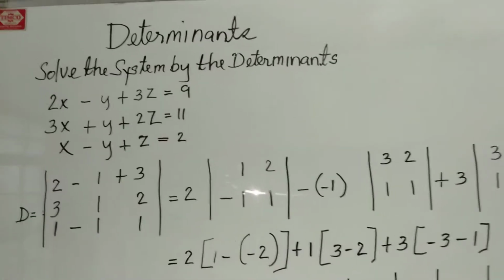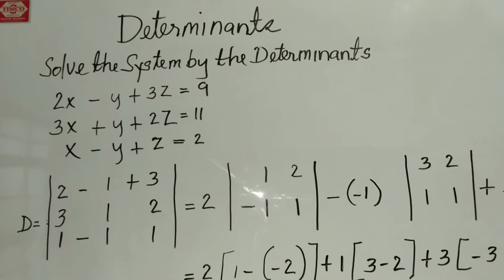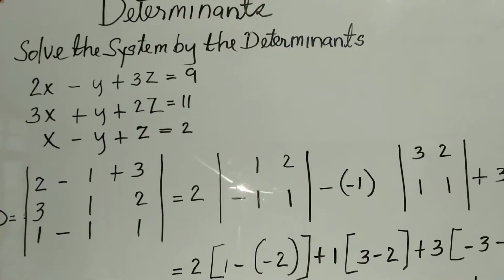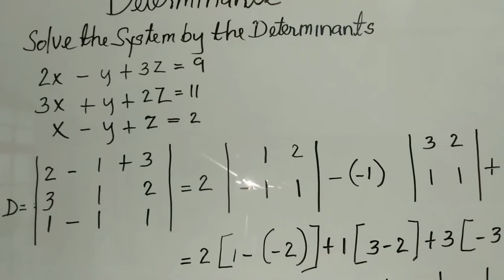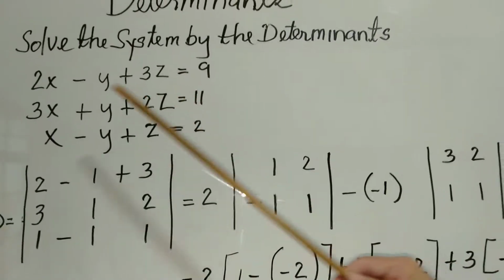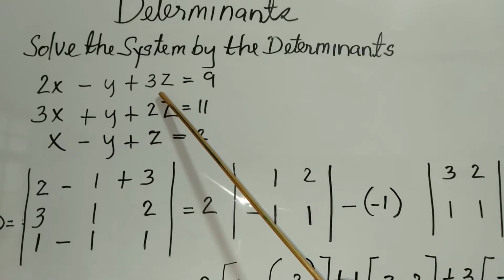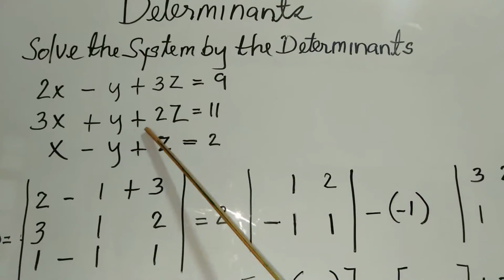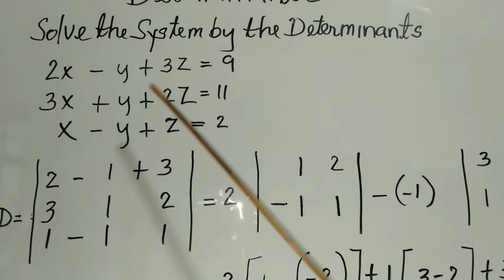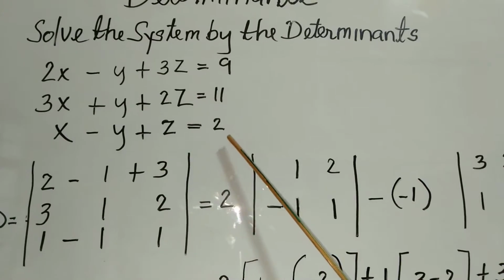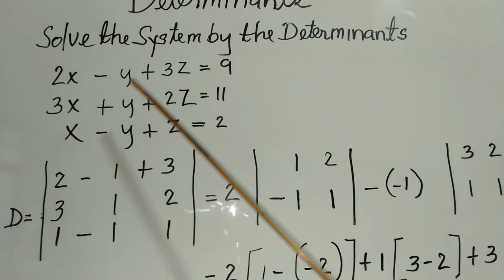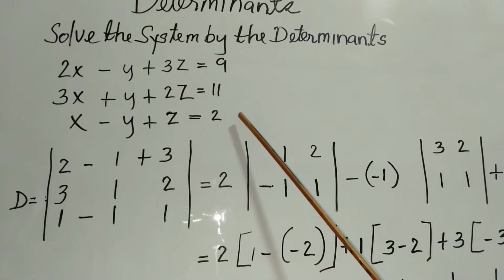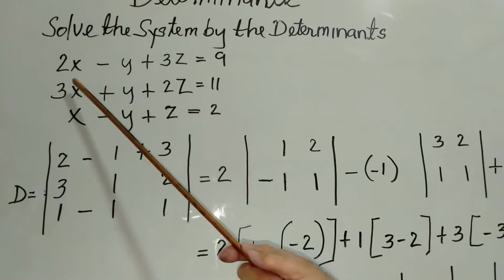Hi, today we're going to take up the determinants in solving a system of equations involving three variables. Now, we have three equations here. 2x minus y plus 3z is equal to 9. The second one is 3x plus y plus 2z is equal to 11. And x minus y plus z is equal to 2. So we're going to use these determinants in solving these three equations here. We're going to solve for the values of x, y, and z.